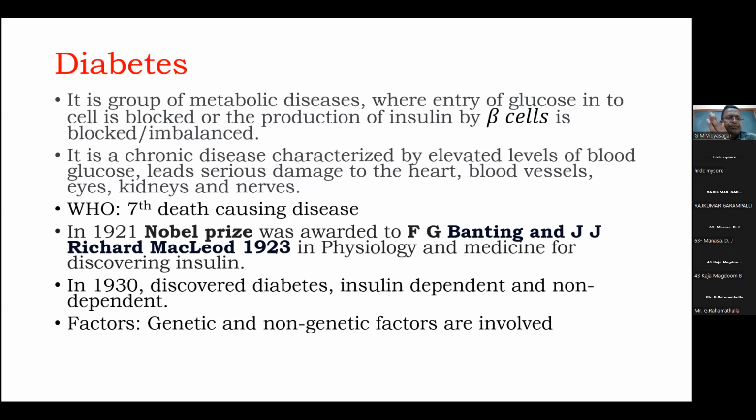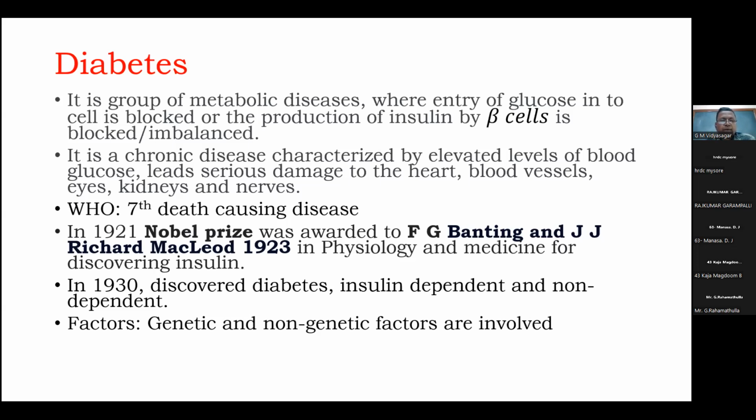Okay. So it's a chronic disease characterized by elevated levels of blood glucose, which leads to serious damage to the heart, blood vessels, eyes, kidneys, and nerves. And according to WHO, diabetes is the seventh death-causing disease. Recently, it was declared that it is the seventh death-causing disease in the world.